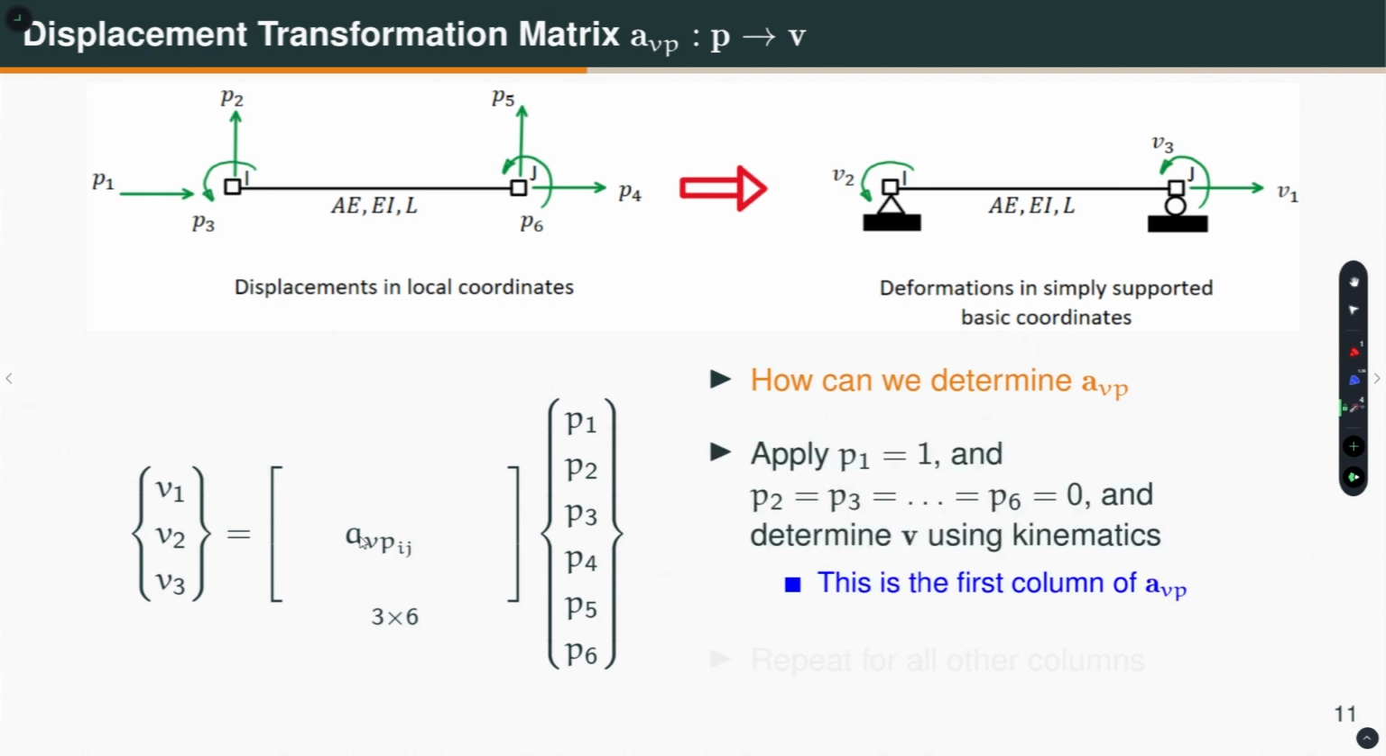I will apply P1 is equal to 1 and all others will be held in position, that means 0. So, if I do that using kinematics, I can get what the deformations are. So, those are the first column of the AVP matrix, just like I discussed in the case of BPS. Okay. So, repeat the same thing for all other columns.